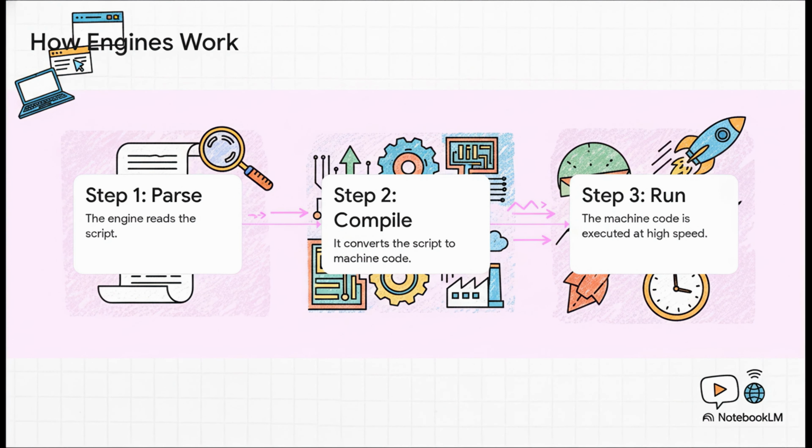And this whole thing happens in the blink of an eye. First, the engine reads the script. Programmers call this parsing. Then it compiles it, which is basically translating it into raw machine code that your computer can understand. And finally, it runs that code. It's like this super fast three-step dance that happens every single time you load a page.